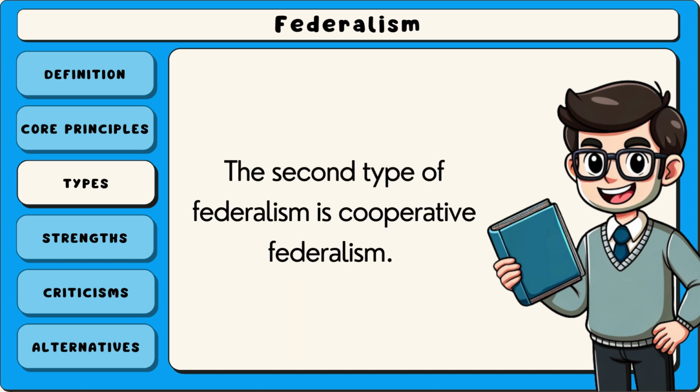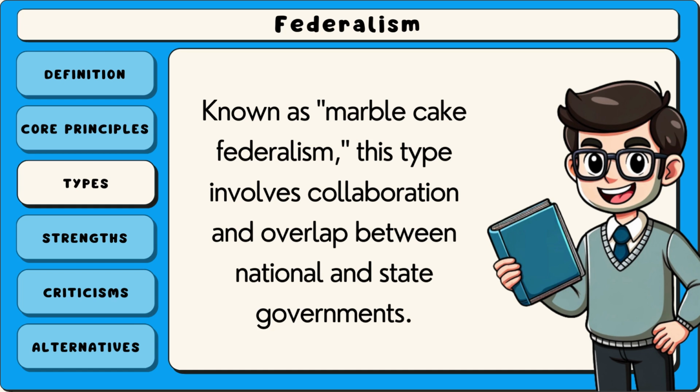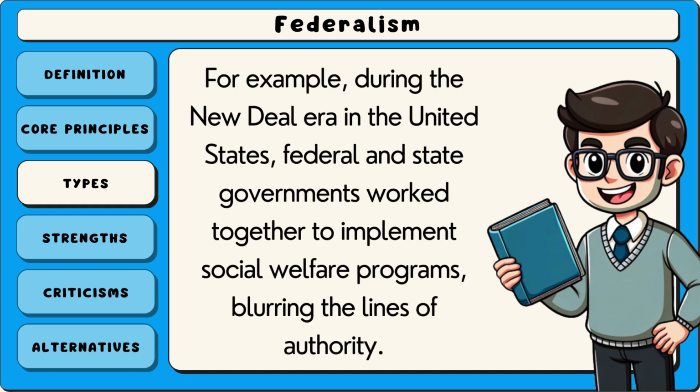The second type of federalism is cooperative federalism, known as marble cake federalism. This type involves collaboration and overlap between national and state governments. For example, during the New Deal era in the United States, federal and state governments worked together to implement social welfare programs, blurring the lines of authority.